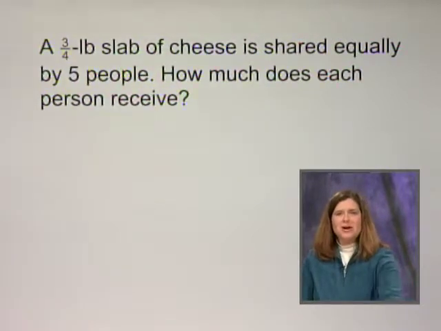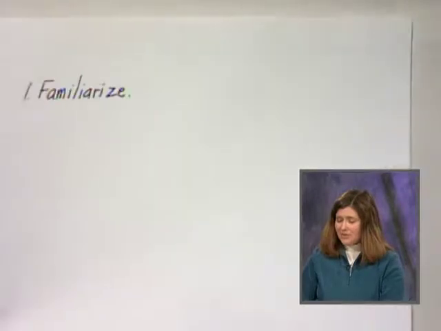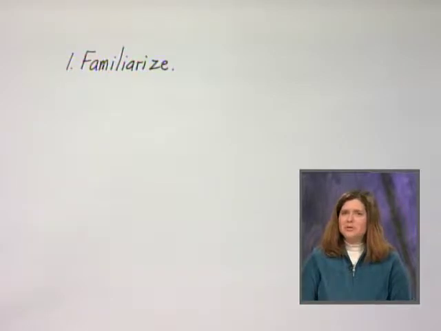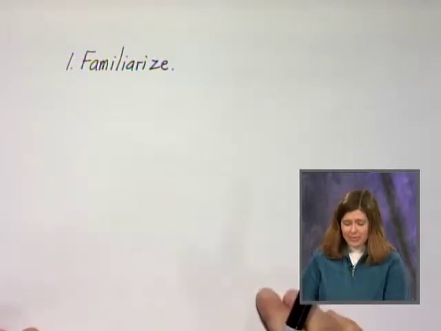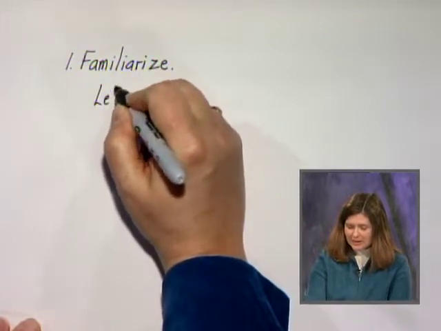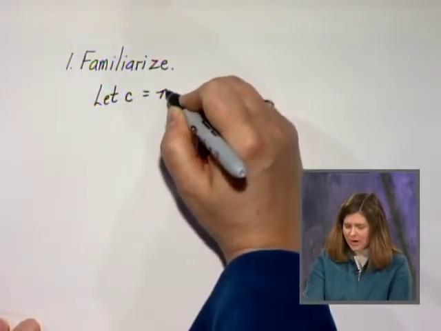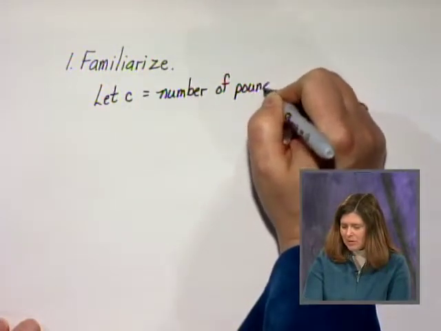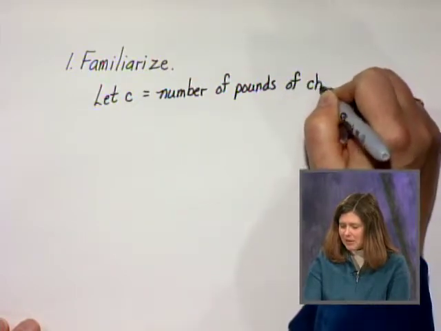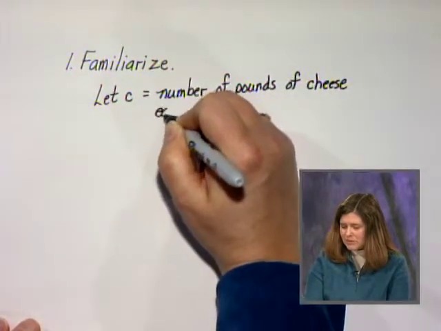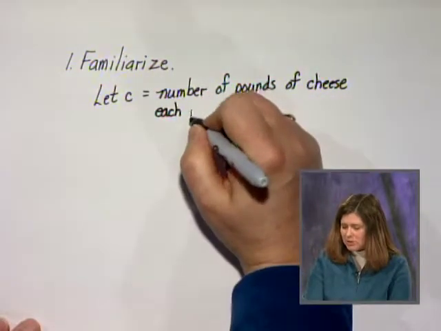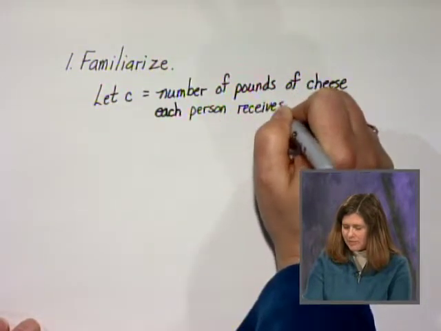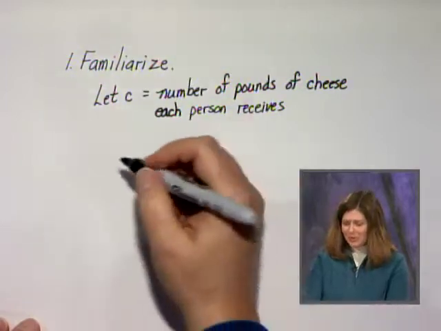We'll approach this problem using our 5-step problem-solving strategy, and the first step is to familiarize ourselves with the situation. We can think of the cheese being divided up into different parts, and that may tell us that we need to divide. And we can also let C equal the number of pounds of cheese that each person will receive. And this step of defining exactly what your variable stands for is a very important step. C is the number of pounds of cheese each person receives.